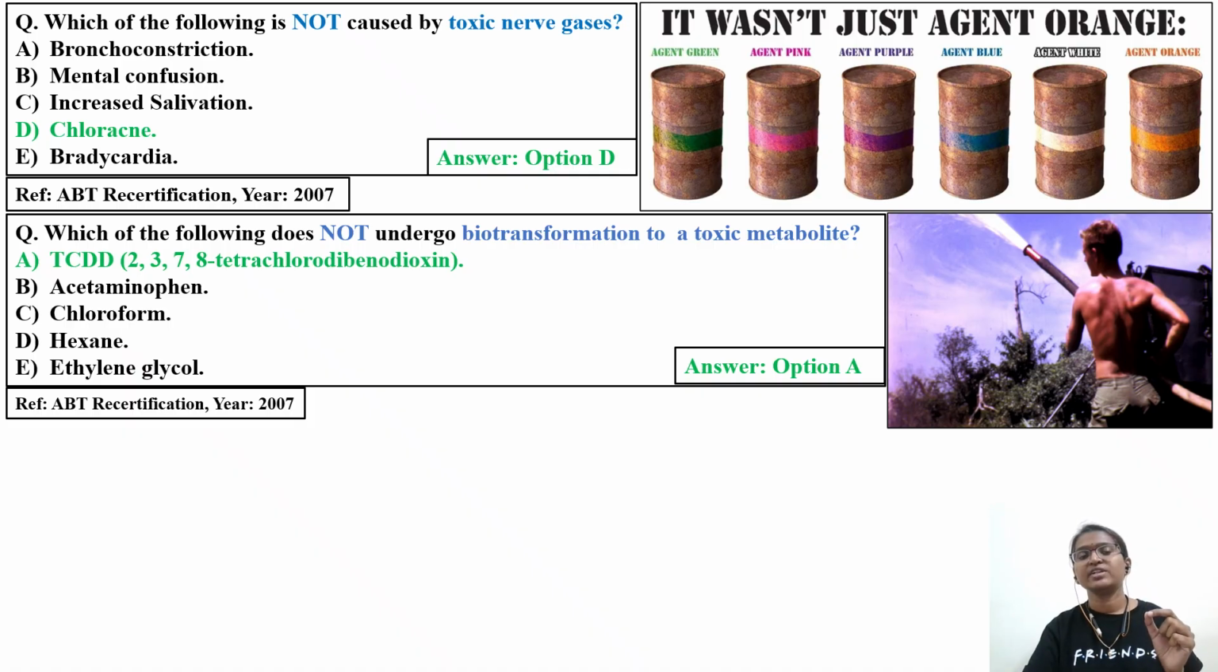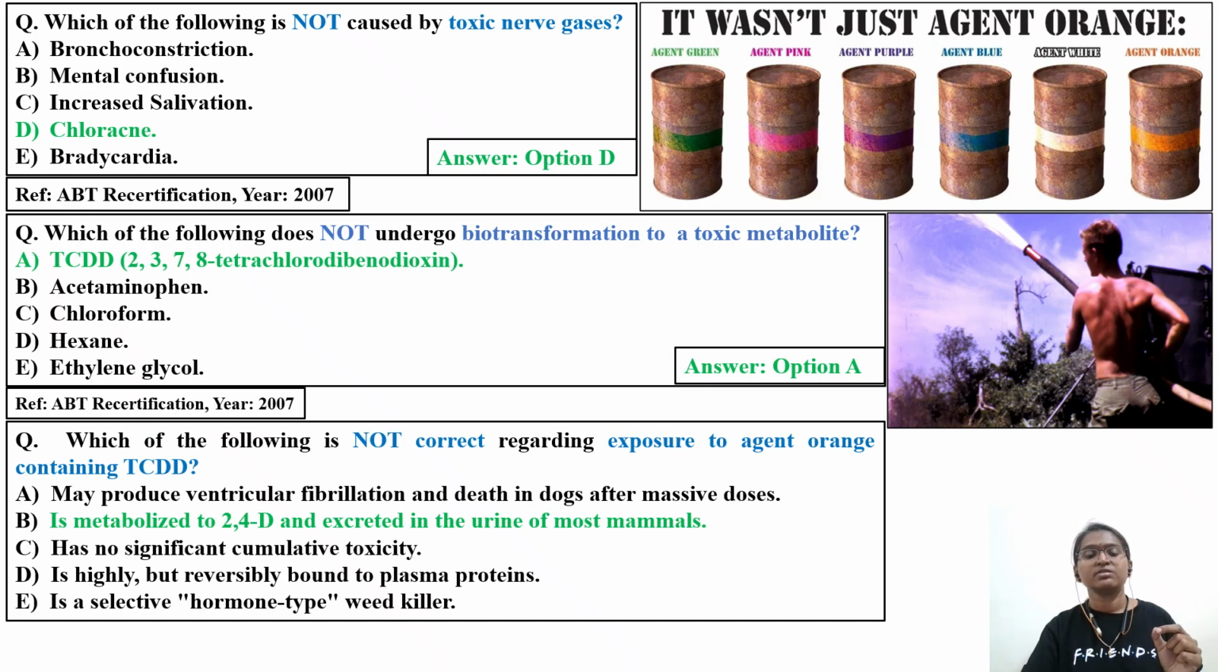Next, which of the following does not undergo biotransformation to a toxic metabolite? So you have seen that metabolism is less in the case of PCDDs. So TCDD is the right answer. But if you look into acetaminophen, which forms a toxic metabolite, aminoquinone, chloroform, hexane, ethylene glycol, all these things will form a toxic metabolite except for TCDD.